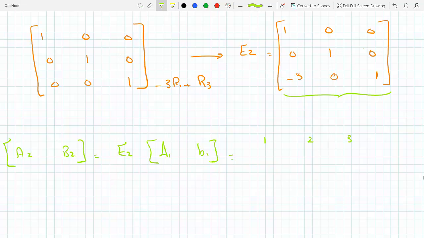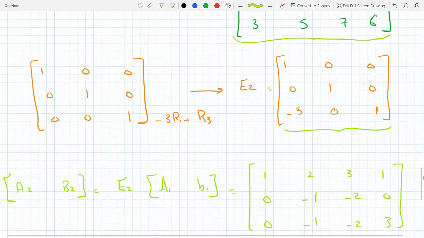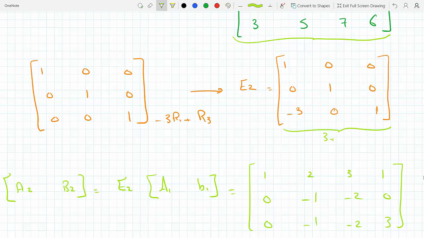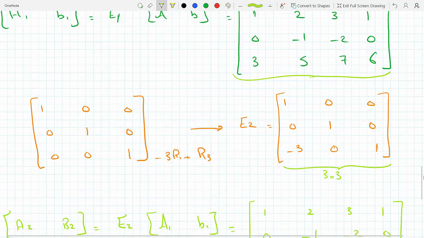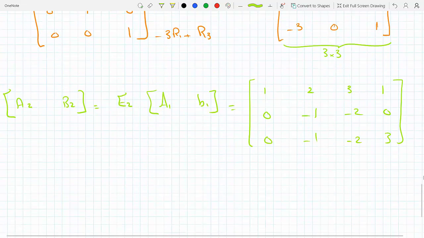1 2 3 1, 0 minus 1 minus 2 0, 0 minus 1 minus 2 3. This is a 3 by 4 because we are multiplying a 3 by 3 times a 3 by 4. So we will get a 3 by 4.